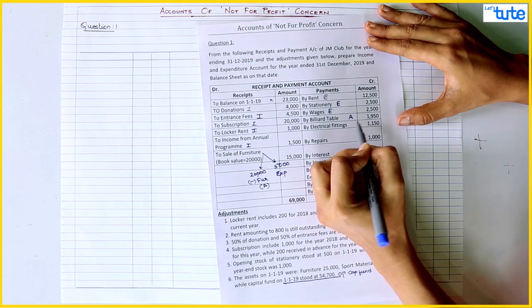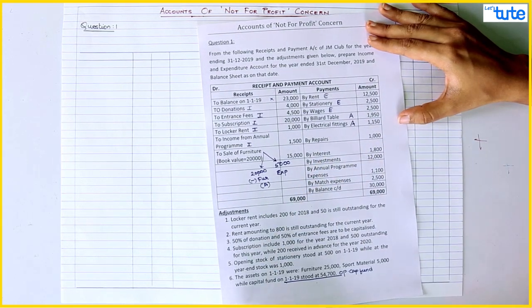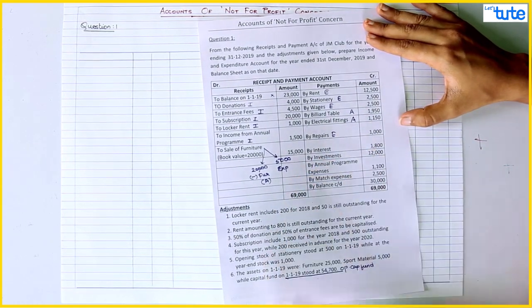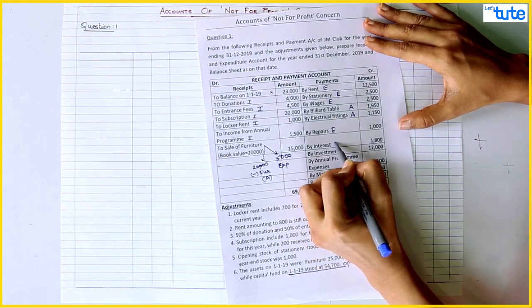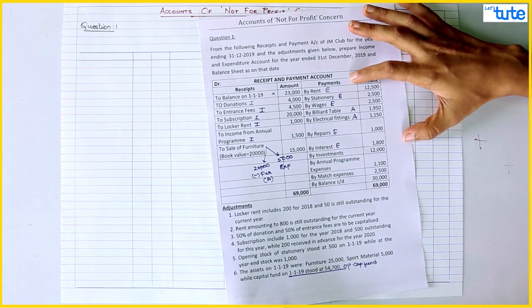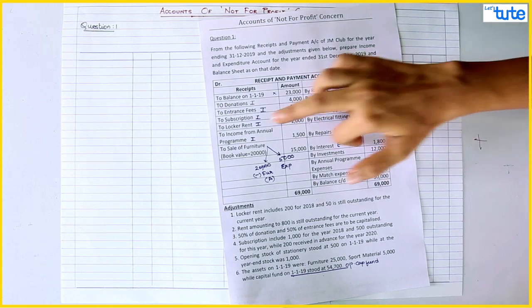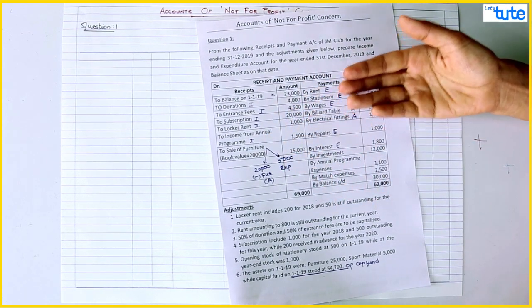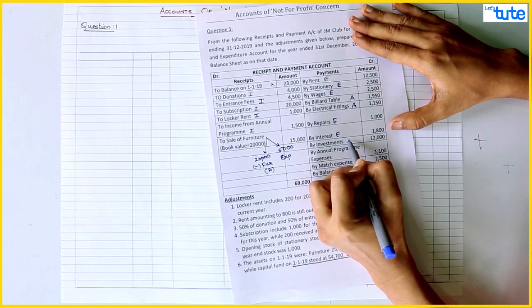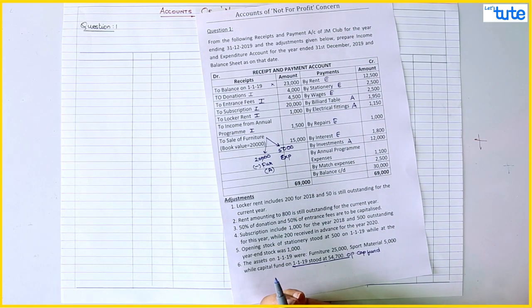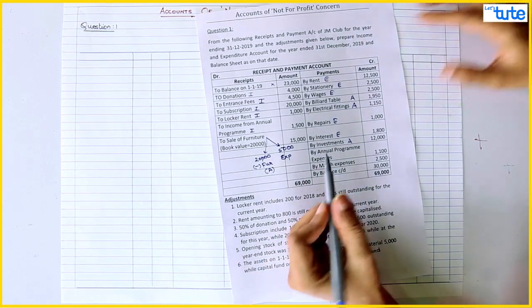electrical fittings that is also asset, repairs expenditure, interest expense since it is given on the payment side. If interest would have been given on the receipt side, that would become your income. Investment is your asset. Annual program expense, now we have two options.